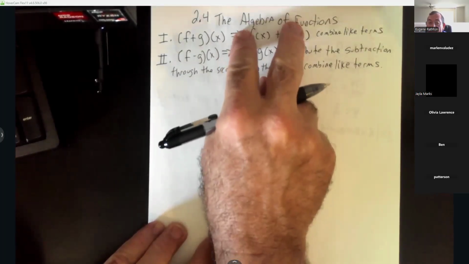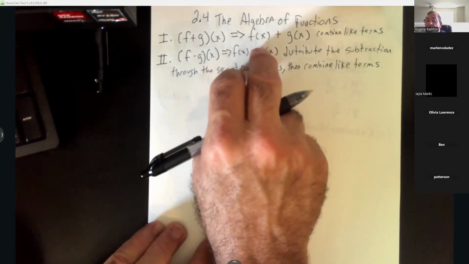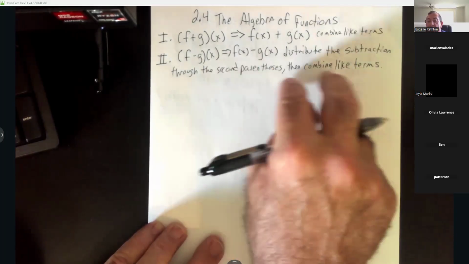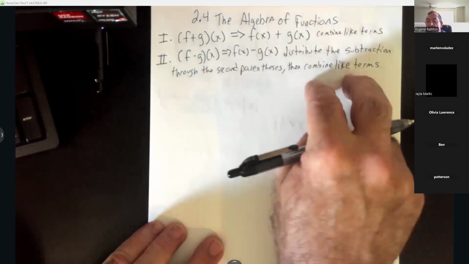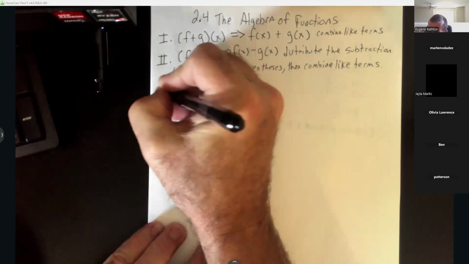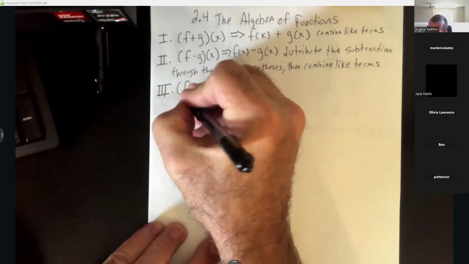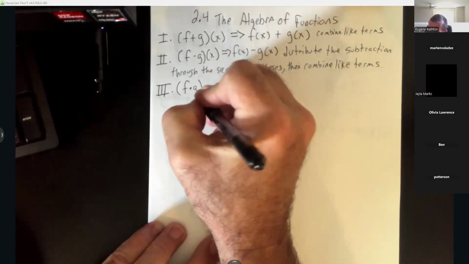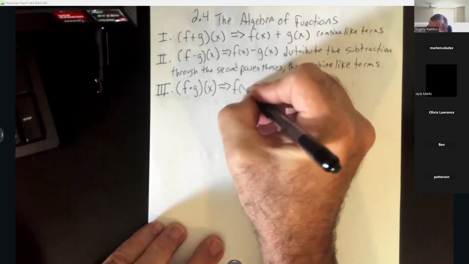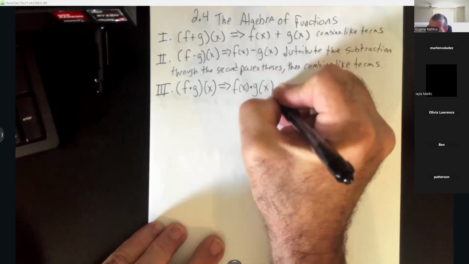So adding, you can drop the parentheses and just add like terms. Subtraction, you got to distribute that subtraction through the second parentheses. And then once we're done with that, combine like terms. All right, then we get into f times g of x. That's going to be your f of x times your g of x.